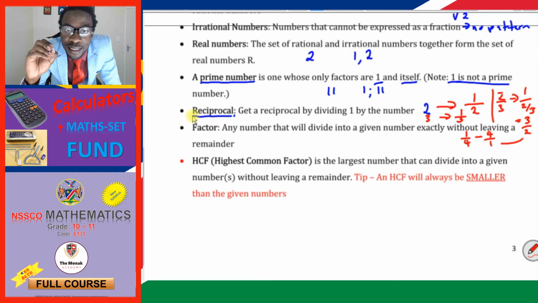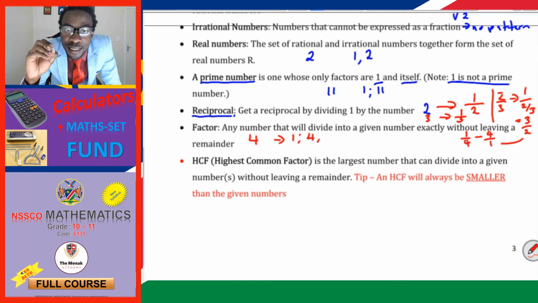And then we look at what is a factor. A factor is any number that would divide into another number without leaving a remainder. So let's take the number 4. What number can go into 4 without leaving a remainder? Obviously 1 can go into 4. 1 can go into 4 how many times? 4 times. So 4 is also a factor of 4.